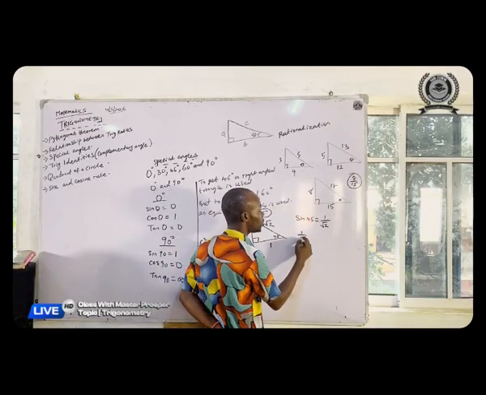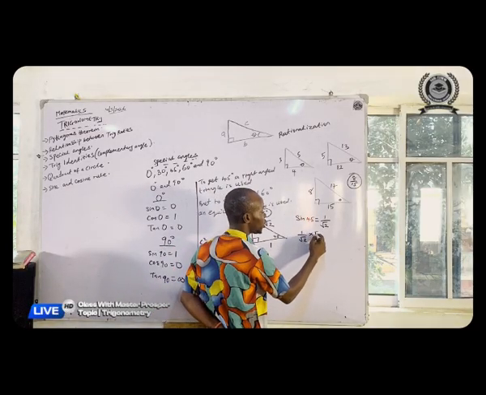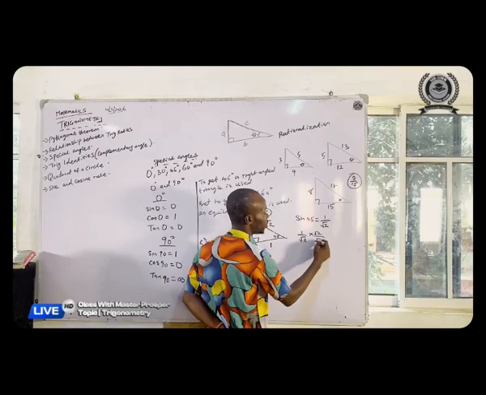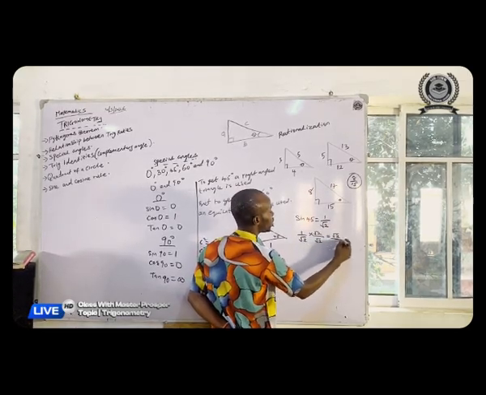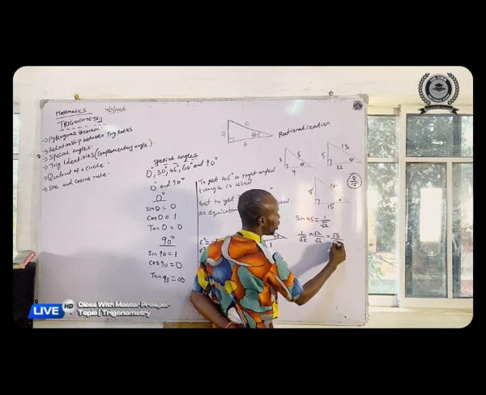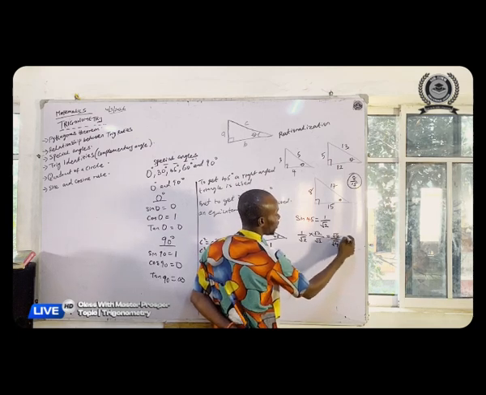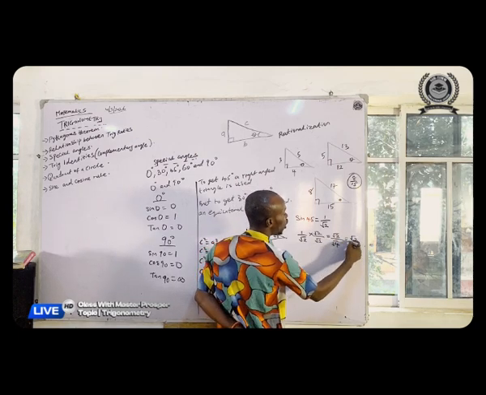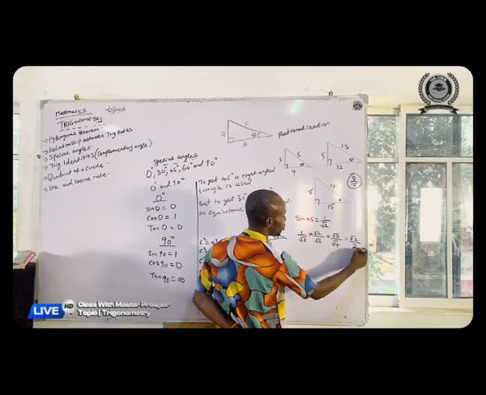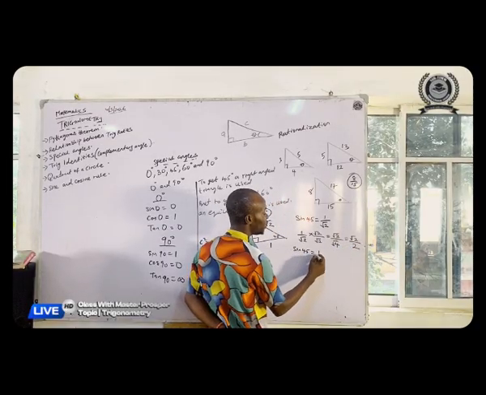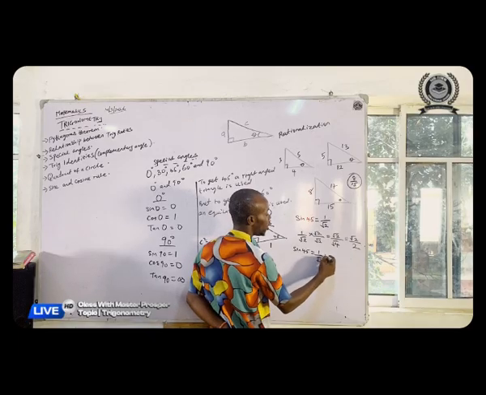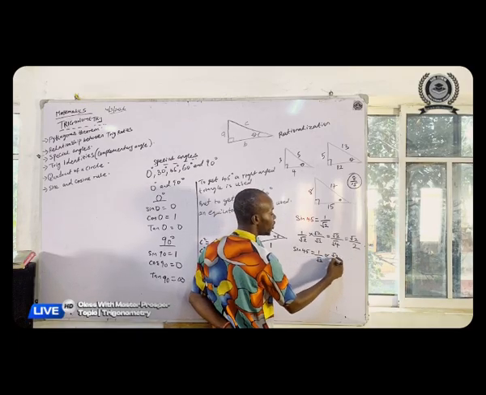Rationalizing, I'll now say that 1 over root 2 times root 2 all over root 2. 1 times root 2 is root 2. Root 2 times root 2 is root 4. Now I'm having root 2 all over square root of 4, which is 2. That means that sine 45 is equal to 1 over root 2 or root 2 over 2.